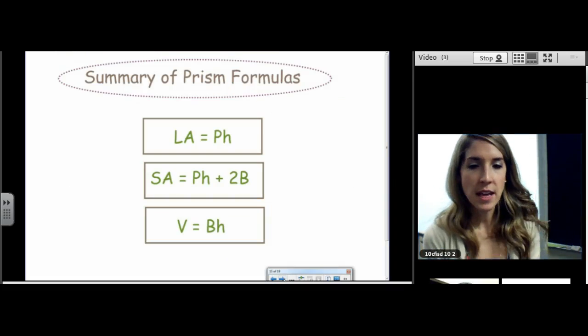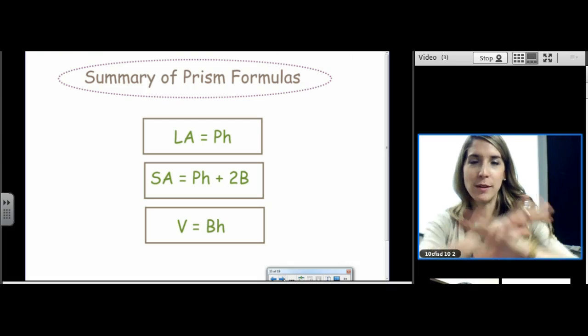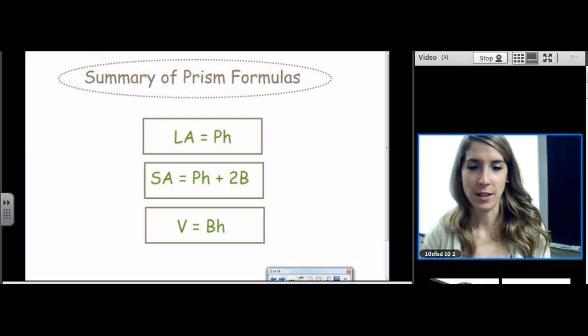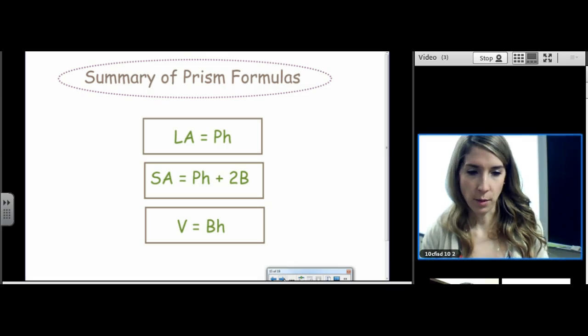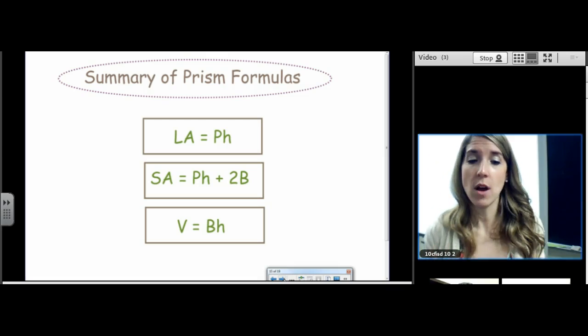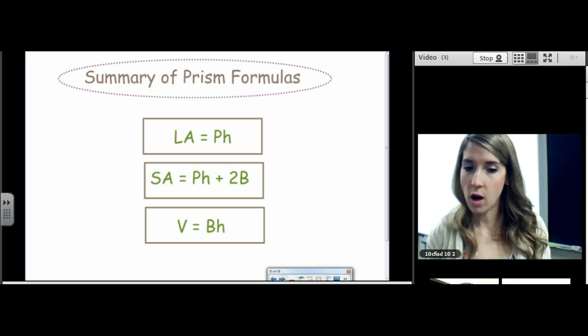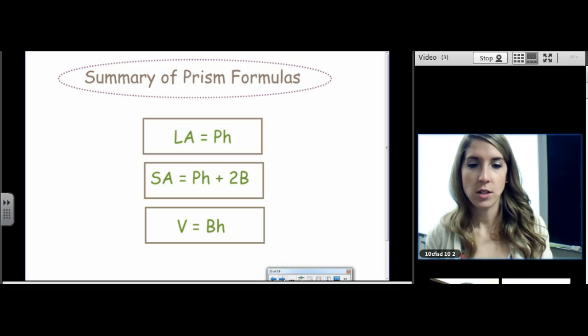There you go. These are the 3 formulas. With these, you can find anything you need to in this unit for prisms. These are your 3 prisms formulas, but you know that you're going to get to use your formula chart all the time, every quiz, every test, so don't worry about committing these to memory.